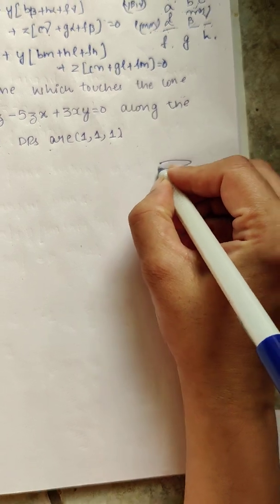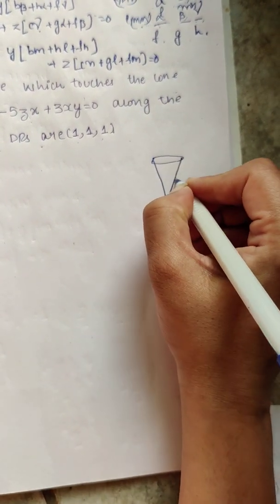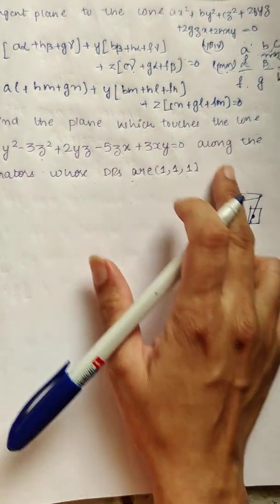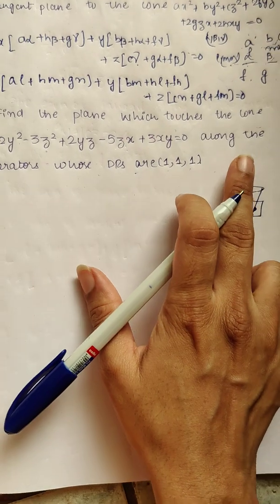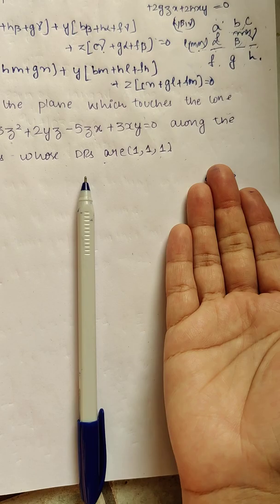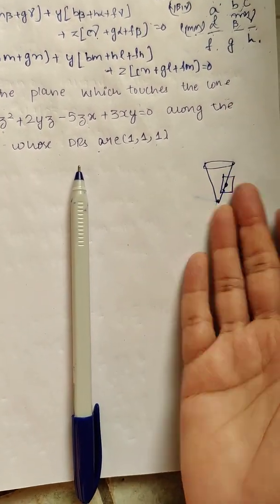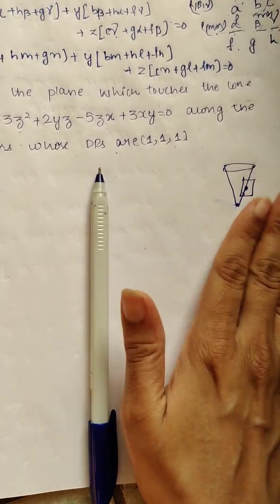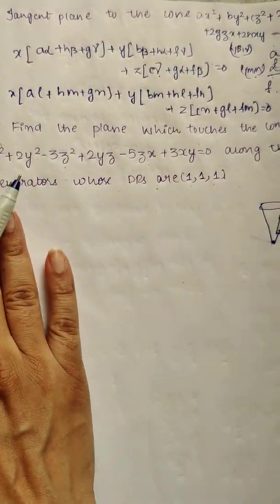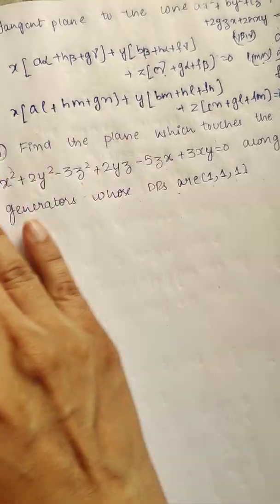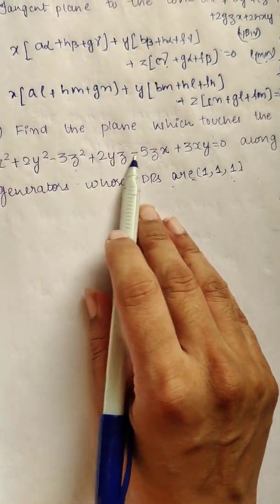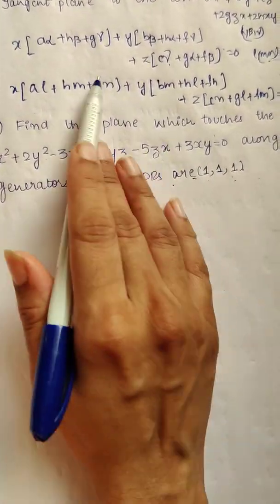What he is trying to tell is that I have a cone and these are the generators. This plane touches the cone along the generators, that is, it touches the cone at the generator of the cone. Any plane touching a cone or a sphere is known as a tangent plane, so I am finding the equation of a tangent plane. Here the cone and the DRs are mentioned, so I write down this formula and plug in L, M, N from the DRs, and A, B, C, F, G, H from the equation of the cone.